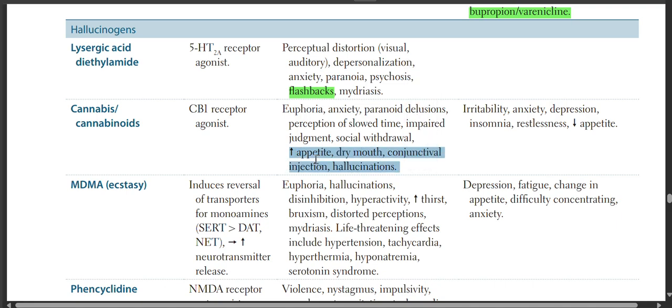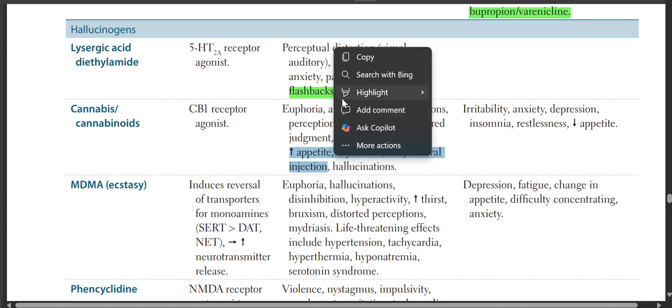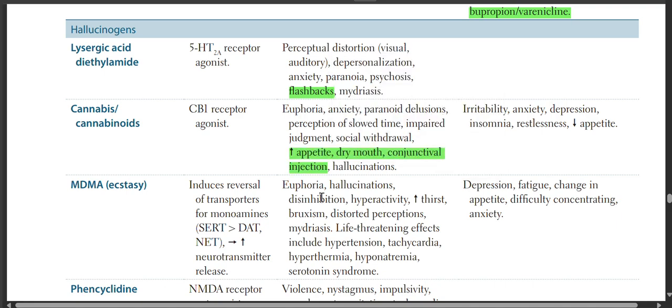These are all for acute intoxication, where you have an increase in appetite, dry mouth, and conjunctival injection. Additionally, if there is prolonged cannabis use, patients might also develop social withdrawal. Finally, one thing that I do want to tell you is that excessive cannabis consumption below the age of 25 can lead to development of schizophrenia or psychosis, and that is called cannabis-induced psychosis.